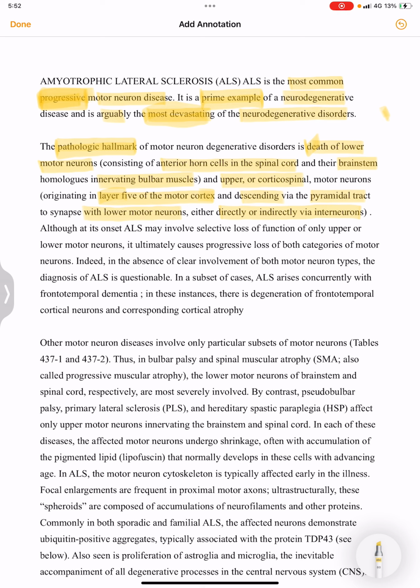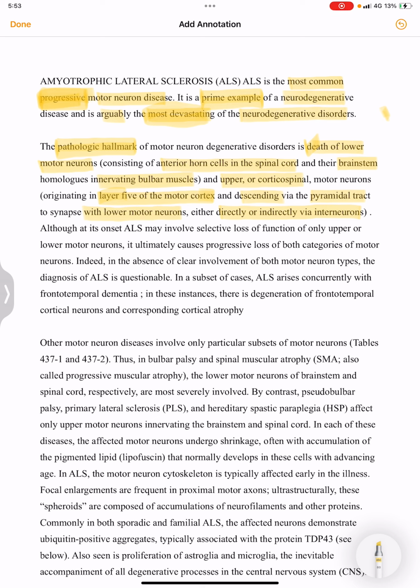So after originating from layer 5, what is happening? These motor neurons descend via the pyramidal tract and synapse with the lower motor neurons. How do they synapse? Either directly or indirectly via the interneurons. So what is the pathological hallmark? The pathological hallmark is death of lower motor neurons and upper motor neurons.